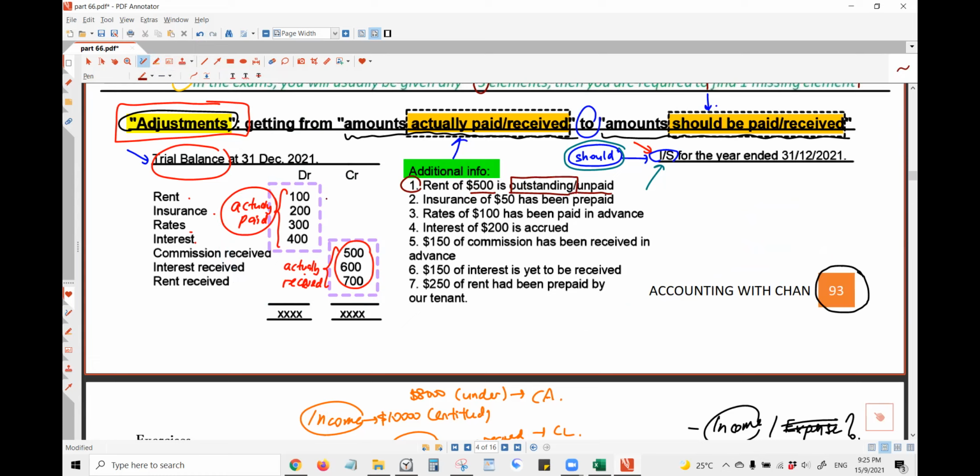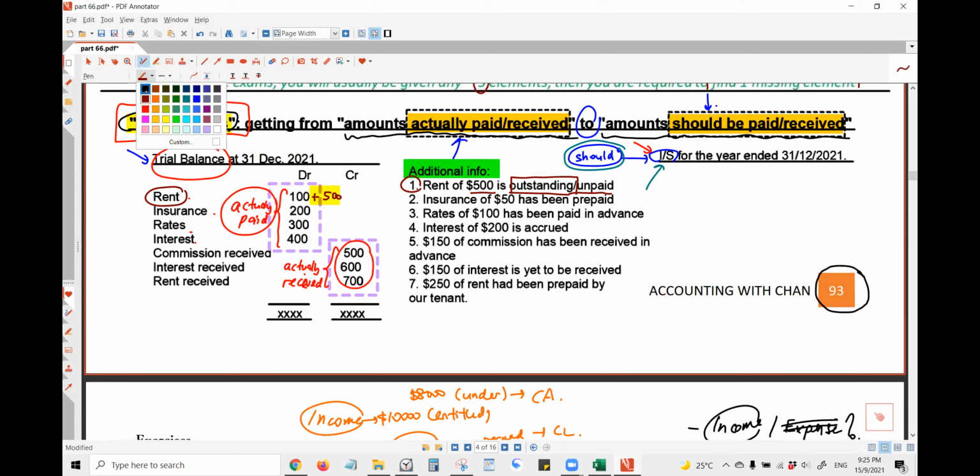So it means that this 100 of rent is not enough to pay for the current year. That means you have to plus it. To find the amount you should pay, you should plus 500 because 500 is outstanding. Okay, so 100 plus 500, you get the should amount. This is an adjustment, getting from the amount you have actually paid and received to the amount you should pay and receive.